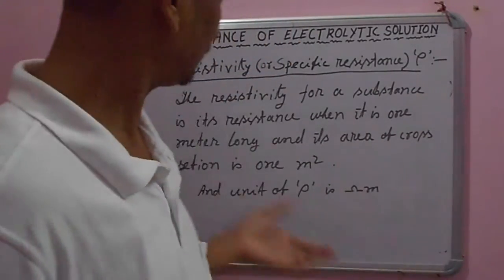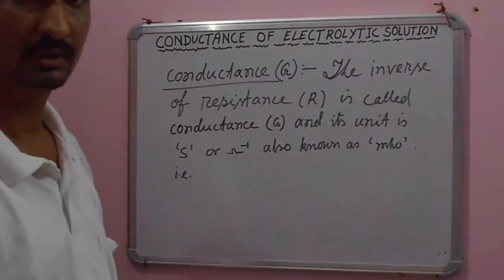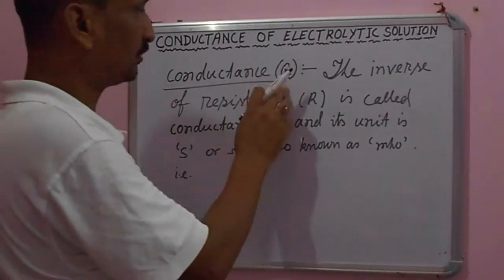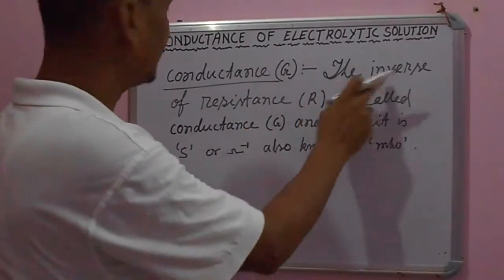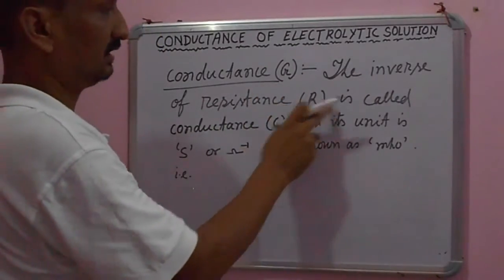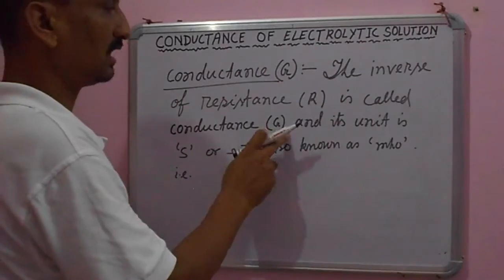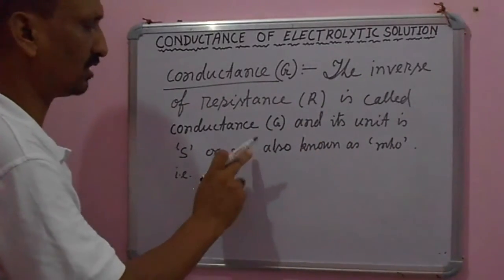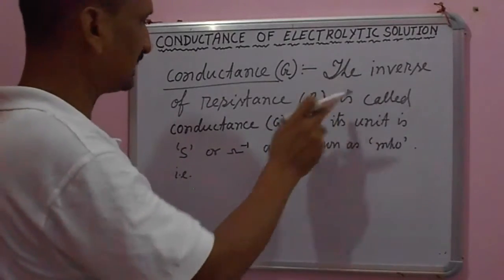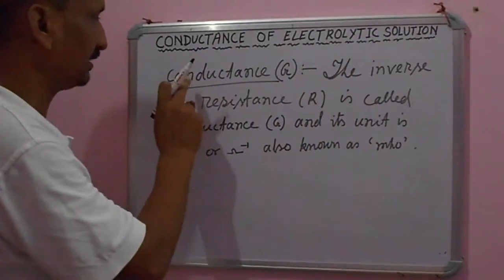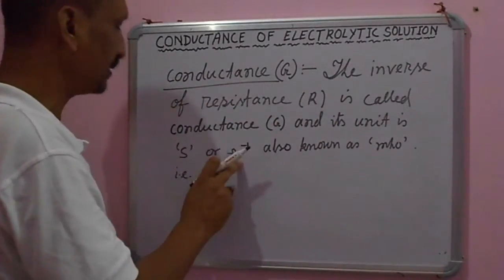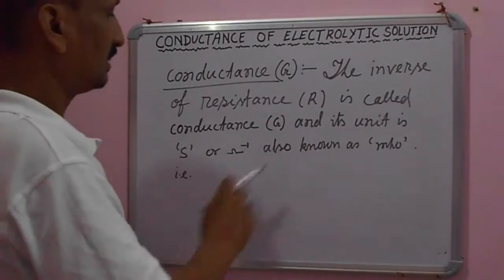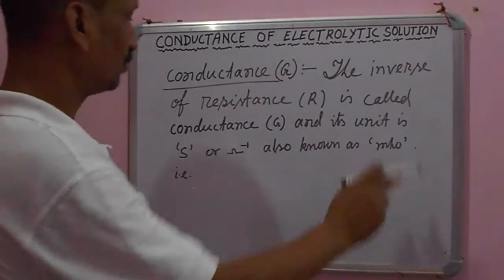Then we will see the definition of conductance. So you see here the definition of conductance, that is denoted by G. The inverse of resistance is called conductance and its unit is Siemens or ohm inverse, because the unit of resistance is ohm, so definitely the unit of conductance will be ohm inverse, that is called Siemens, denoted by S, also known as mho.